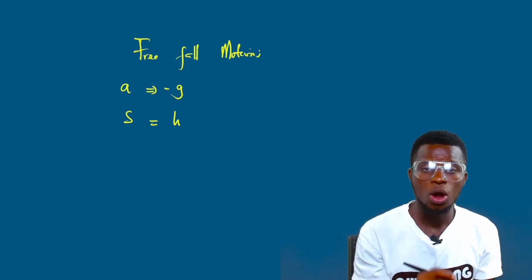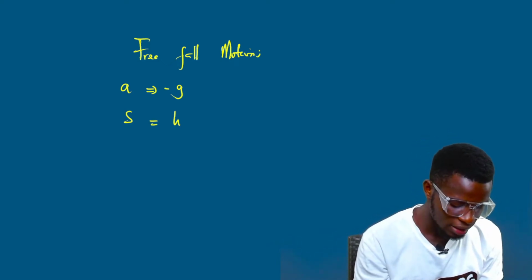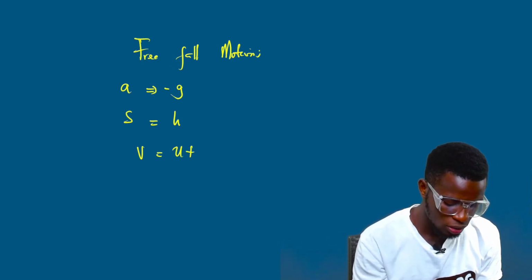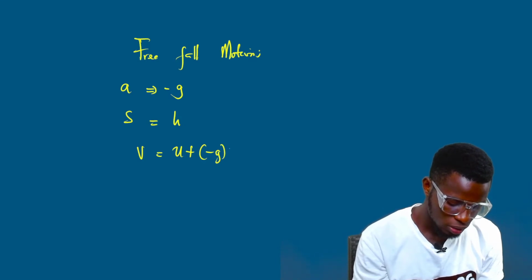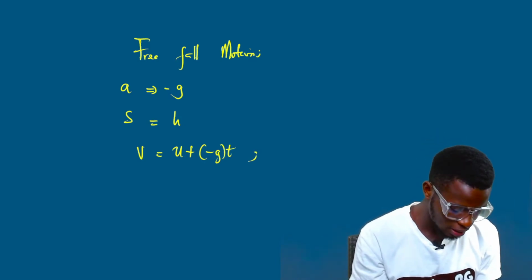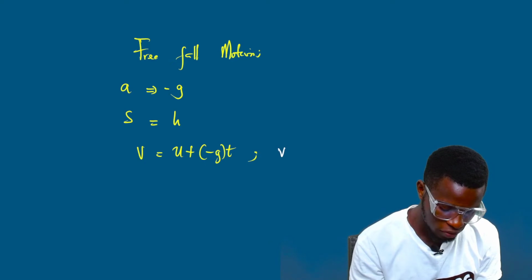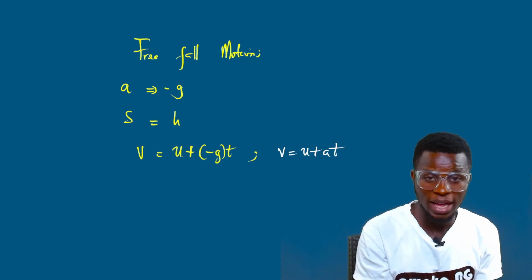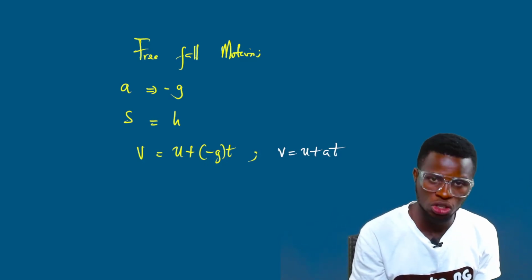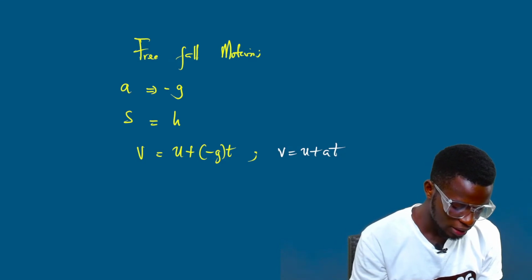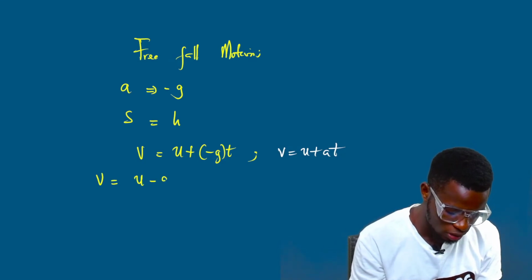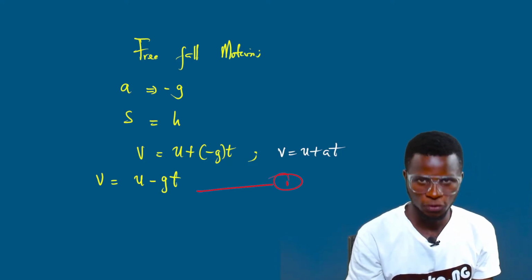So for the first equation of motion under free fall, we have that v equals u plus minus g t, as against the conventional one we know, the linear motion, which is v equals u plus at. Remember, I said a will be replaced with minus g. So if you open the bracket, you have that v is equal to u minus gt, and that is the first equation under free fall.